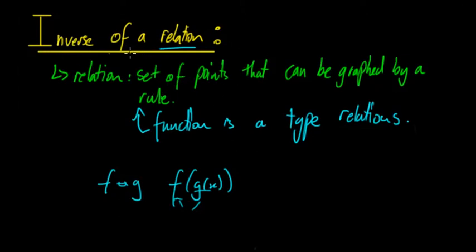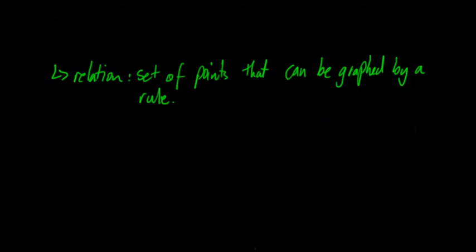So when I say that an inverse of a relation is a reflection in the line y equals x, that also means that the inverse of a function is a reflection in y equals x as well. That's because, as I said, a function is a type of relation.